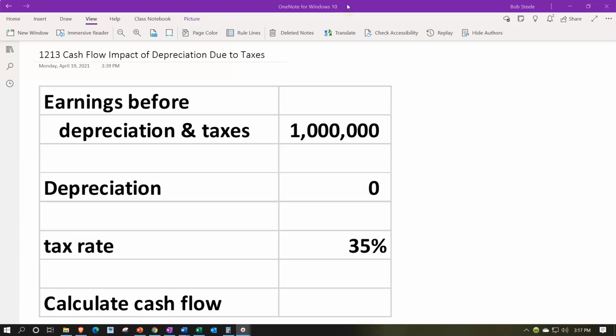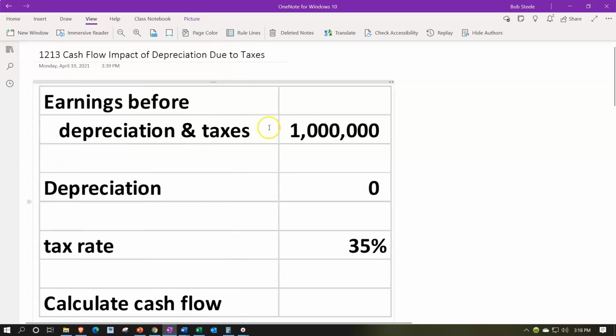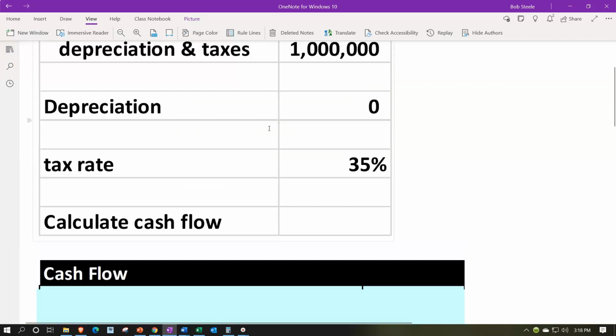If you have access to OneNote and would like to follow along, you're not required to, but if you would like to, we're in the icon on the left-hand side, Practice Problems tab, down here in the 1213 Cash Flow Impact of Depreciation Due to Taxes tab. Also note, when using OneNote, take a look at the immersive reader. Many of our presentations will be mirrored in the text area with the same name, same number, having transcripts that can be translated into multiple different languages and either listened to or read in them, making them a good complement to the presentations. Closing out the icon up top, information up top, calculations down below in the blue area.